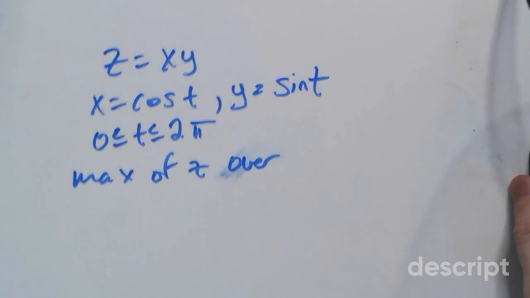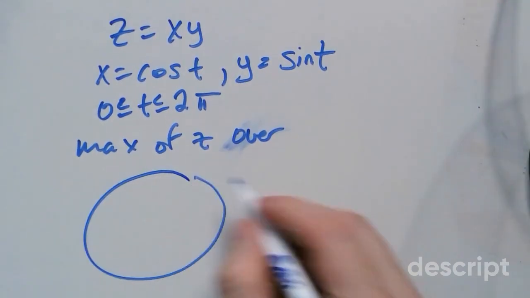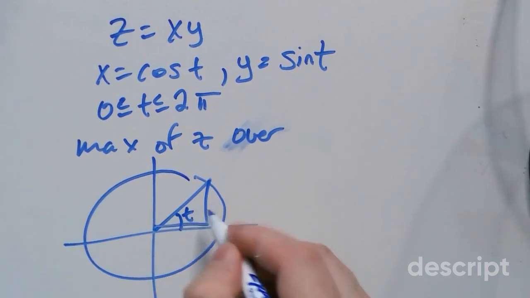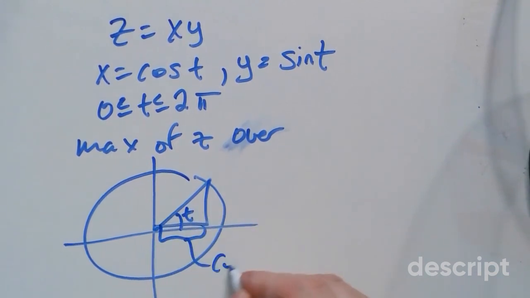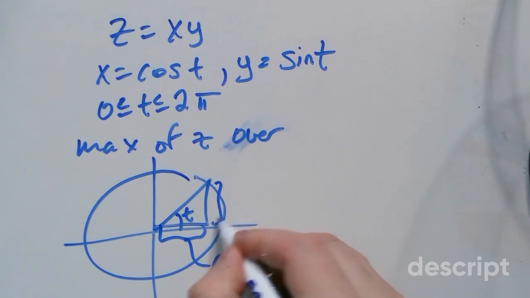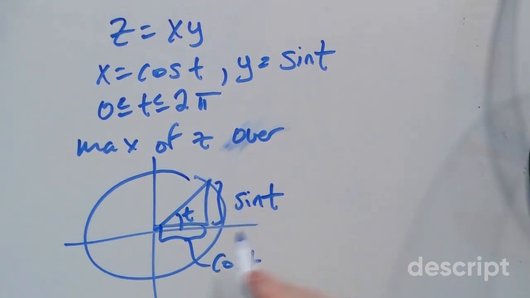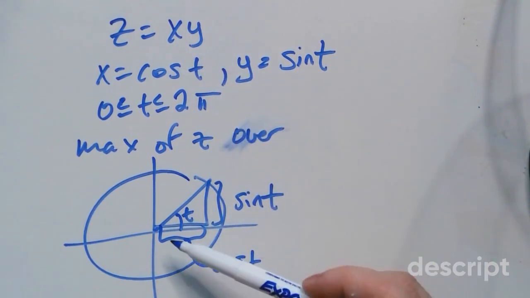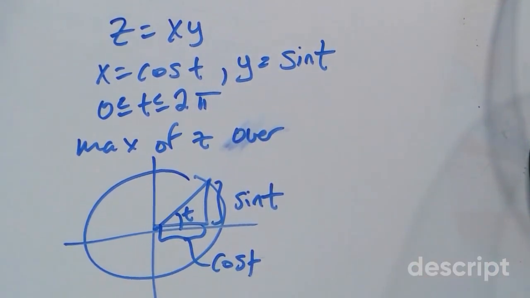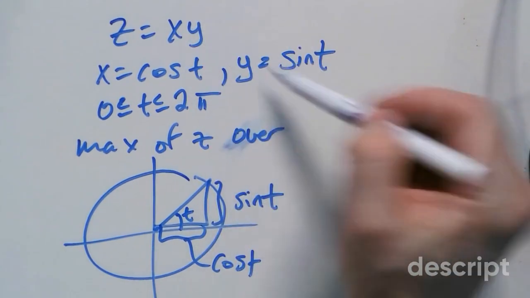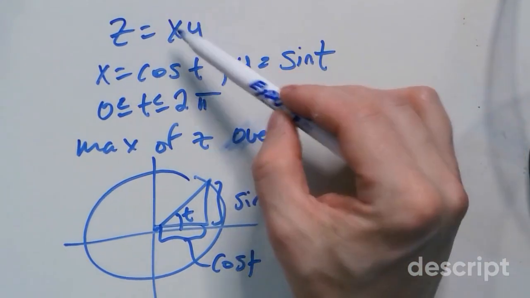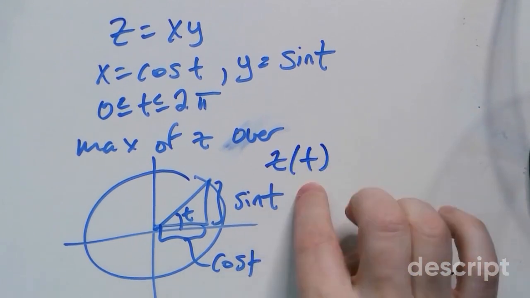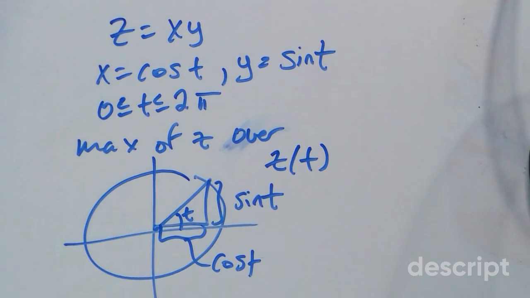Now, as a reminder, what you have is a circle, and in this circle, you have this. So this is like t here. So this part is cosine t, and then this part is sine t. So you're looking for the maximum value of the product of x and y over this circle. If you've never done this before, here's a clue. Because x is cosine and y is sine, what you can do is just stick them in here and make a function of a single variable, z of t, and use that instead.